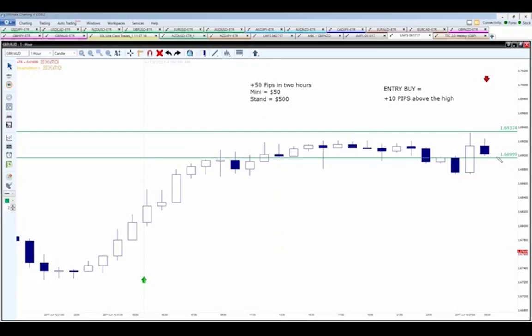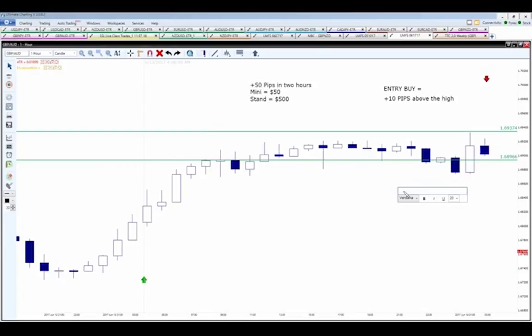So we have an entry buy 10 pips above, and we're going to have an entry sell that's going to be 5 pips below. So it's 69.01. We're going to set this at 68.96. That's our entry sell. And that's going to be 5 pips below the low. So same thing we did on that previous trade. We have our entry buy 10 pips above, entry sell 5 pips below the low.